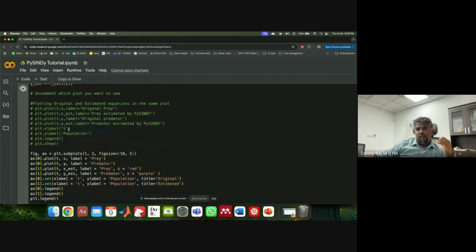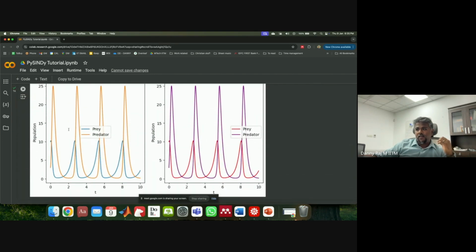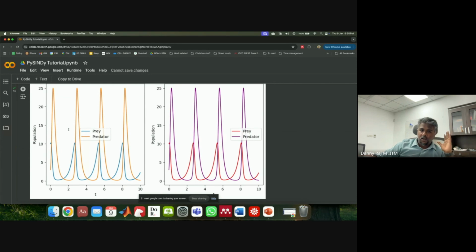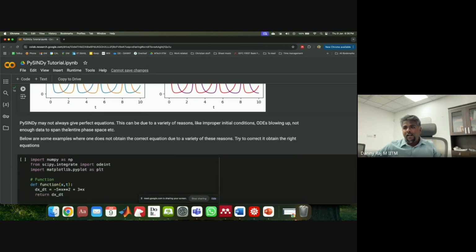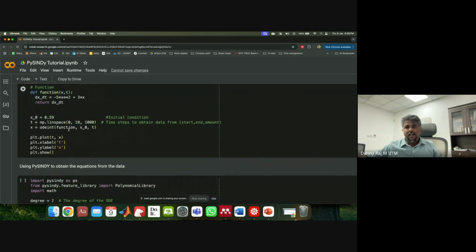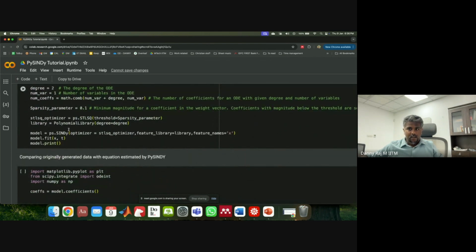predict these equations. So let's do the same thing. Let's try plotting them. And you see that the predictions are spot on. So given enough data, and data in a certain format and so on, it is able to predict the equations back.